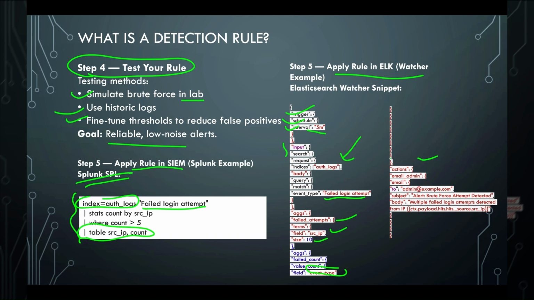So this is going to trigger an alert as well as send an email to the admin at admin@example.com. And then the subject will be brute force attempt detected, and the body contains multiple failed login attempts detected, and the IP address will be like this. So this is a little lengthy detection rule, but this is a very good one.